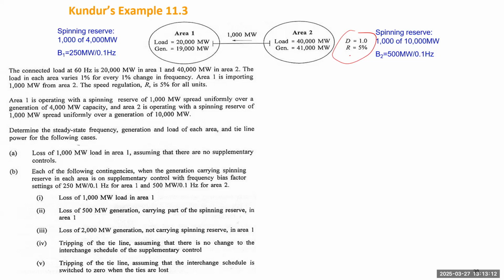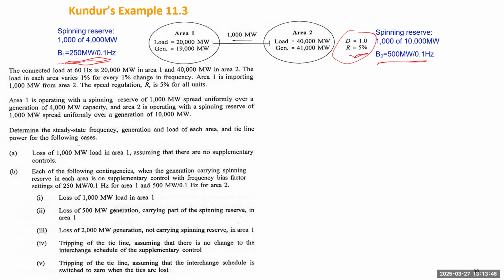Similarly, R takes 5%. 5% also is based on per unit value. You can always translate the R into, for example, megawatt per hertz or megawatt per 0.1 hertz. They also gave you, for area 1, the B factor: we take 250 megawatt for 0.1 hertz, and B2 will be 500 megawatt for every 0.1 hertz.